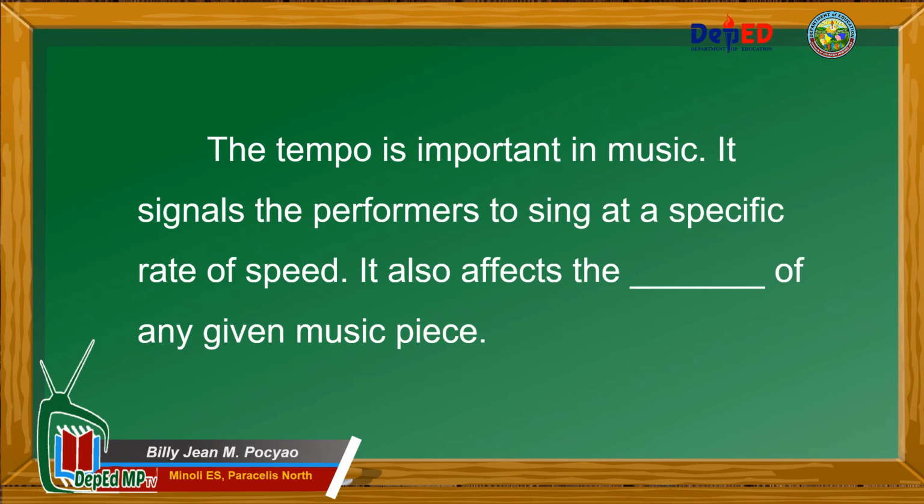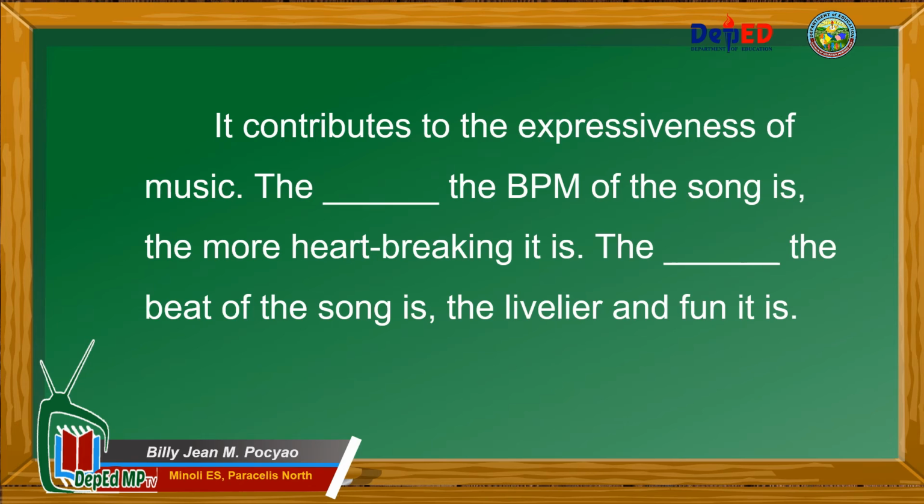The tempo is important in music. It signals the performers to sing at a specific rate of speed. It also affects the mood of any given music piece. It contributes to the expressiveness of music. The slower the BPM of the song is, the more heartbreaking it is. The faster the beat of the song is, the livelier and fun it is.